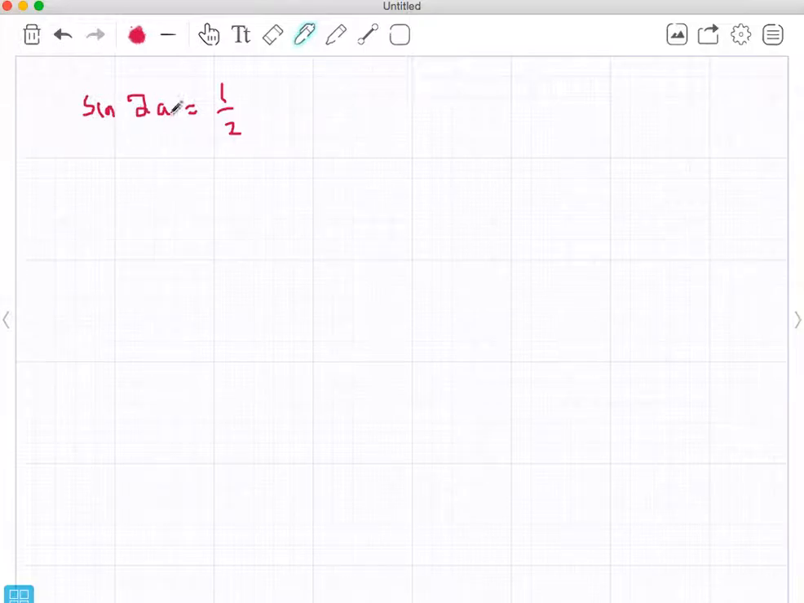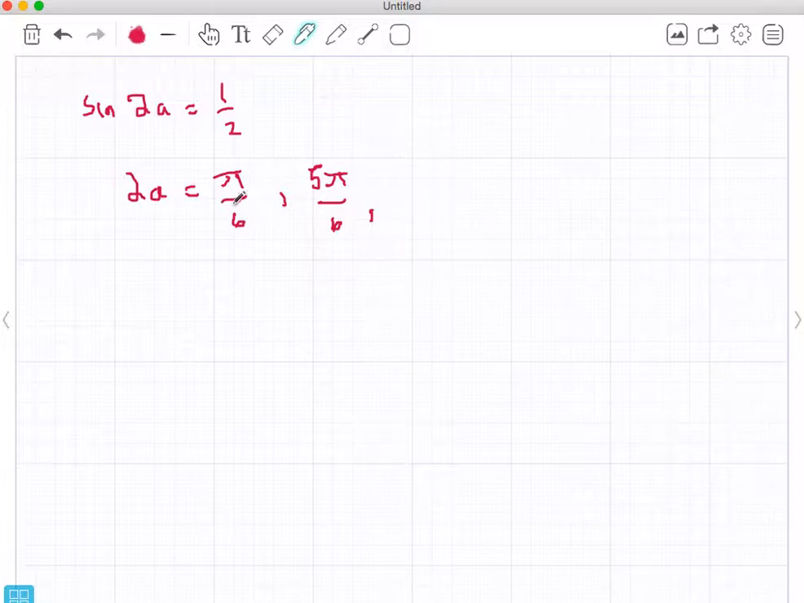So now I'm going to do the inverse of sine. Well, I already know that sine of pi over 6 gives me a half. So 2a is going to give me pi over 6. But it gives me another value in the second quadrant, which is 5 pi over 6. And it's circular, so there may be more values. So I'm going to do another one, or maybe 2 more just to make sure.